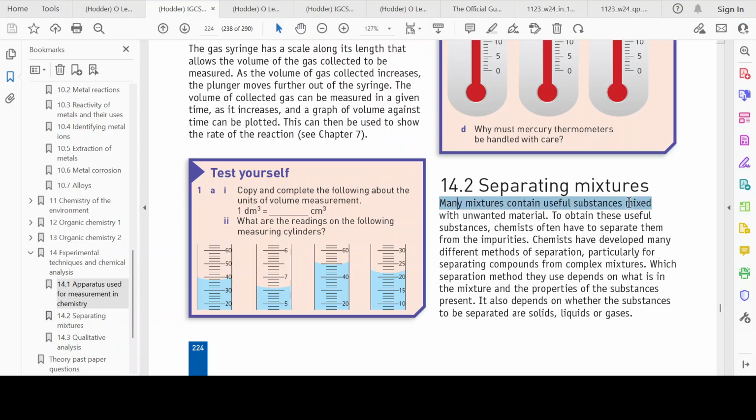Many mixtures contain useful substances mixed with unwanted material. To obtain the useful substances, chemists often have to separate them from the impurities. So different methods of separation have been developed, particularly for separating compounds from complex mixtures. Which separation method they use depends on what's in the mixture and the properties of the substances present. It also depends on whether the substances to be separated are solids, liquids, or gases.